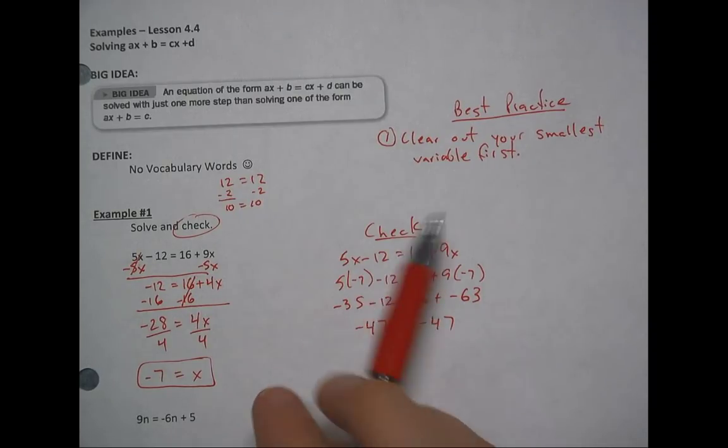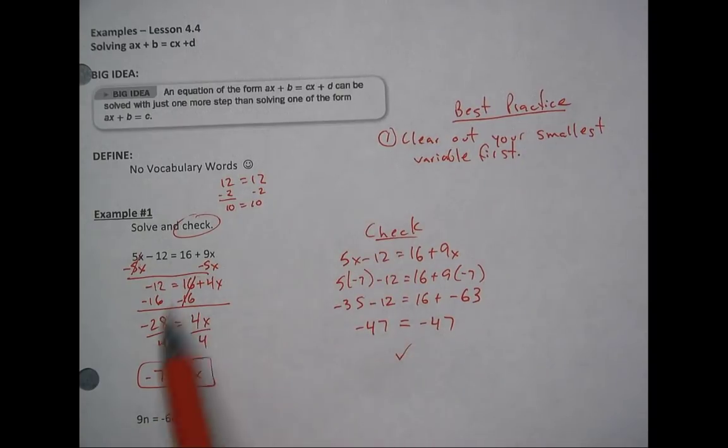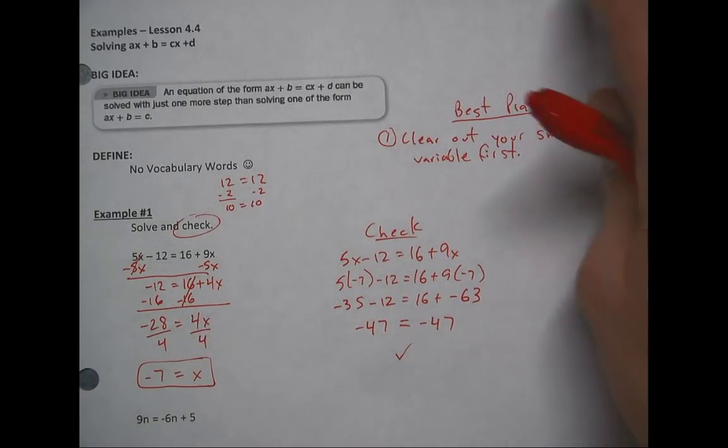So really, this is all about just step 1. Clear out your smallest variable first. And at that point, it's just a regular equation like we've been working with.